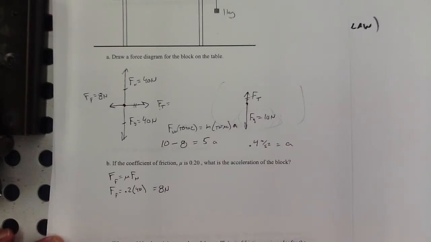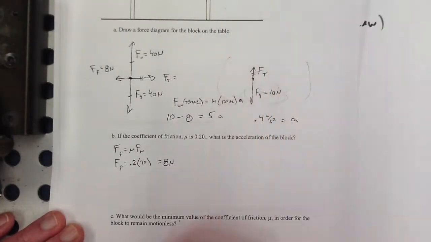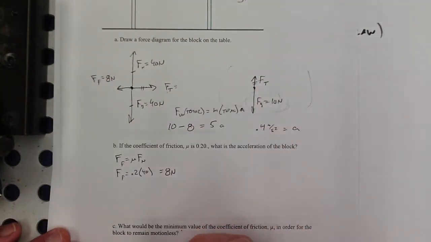What would be the minimum value of the coefficient of friction in order for the block to remain motionless? Well, if the block's remaining motionless, then so is the hanging one. I'm just going to do a quick redraw of the force diagrams. If the hanging block is motionless, that means the tension force must be balancing the gravitational force.